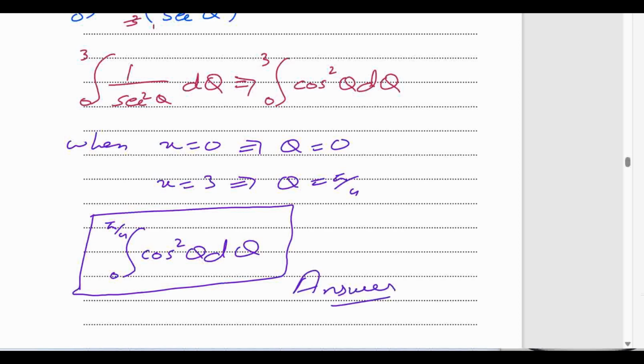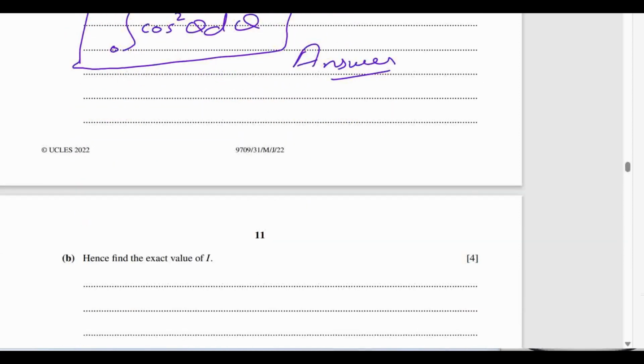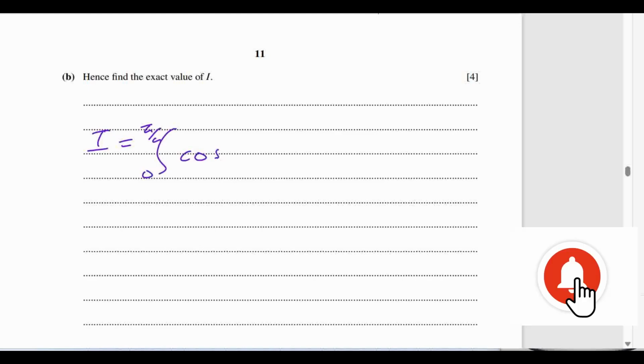I hope that the concept is clear. Let's move on to the next part. Hence find the exact value of I. So for the exact value of I, as we can see here, I is equal to the integral from 0 to pi by 4 of cos square theta d theta. Now we have to find out the exact value of this one. So first of all, how can we convert this portion?